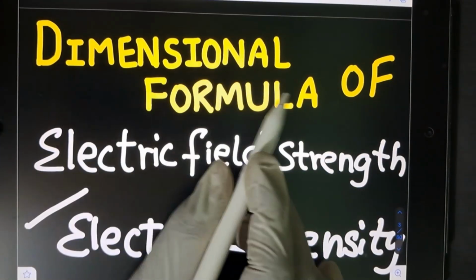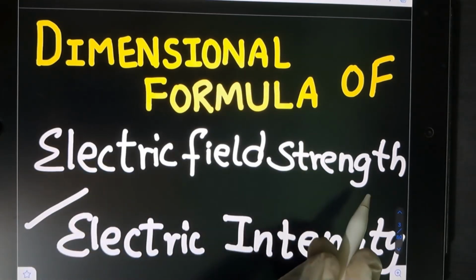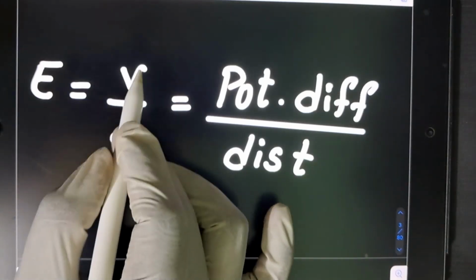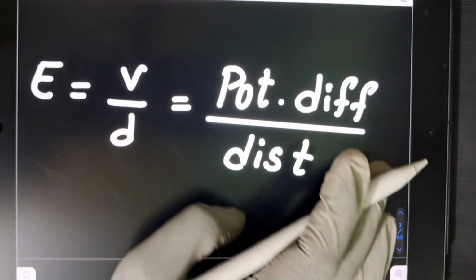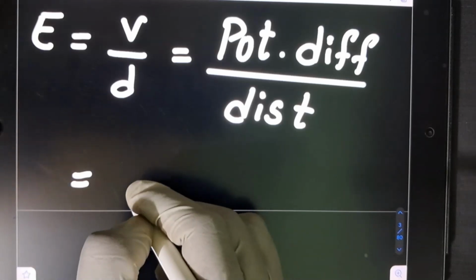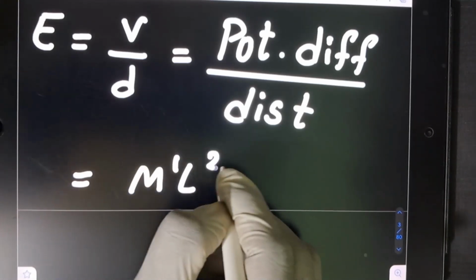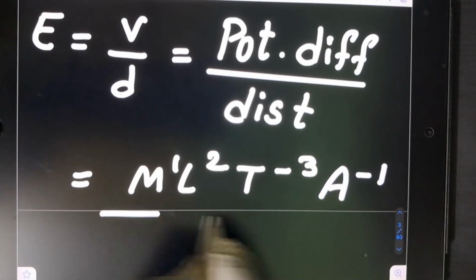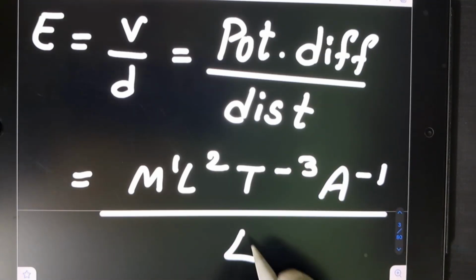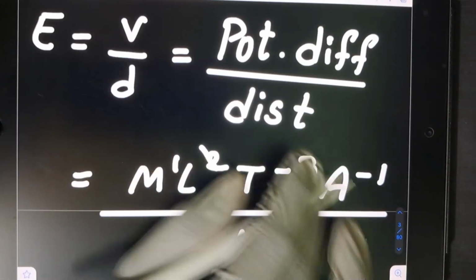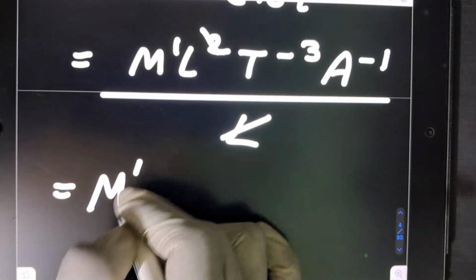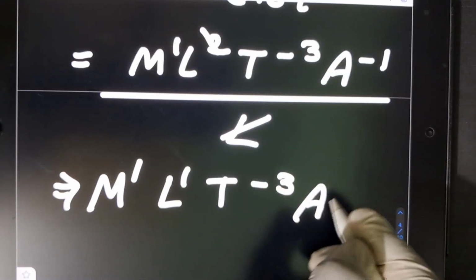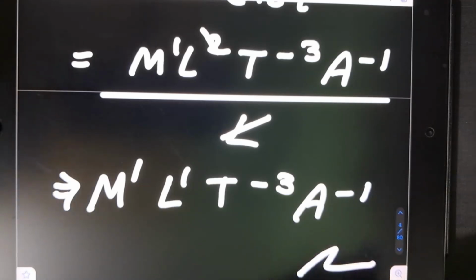To find the dimensional formula of electric field strength or electric intensity, we know that E is equal to V by d, potential difference by distance. The potential difference dimensional formula is M^1 L^2 T^-3 A^-1, divided by distance L. So on cancellation of length, we get M^1 L^1 T^-3 A^-1, which is the dimensional formula of electric intensity.